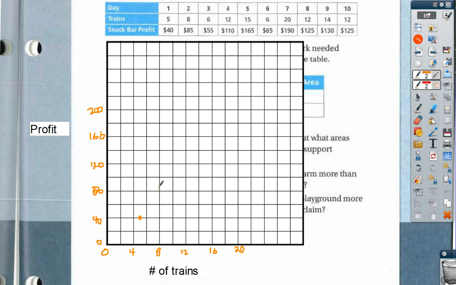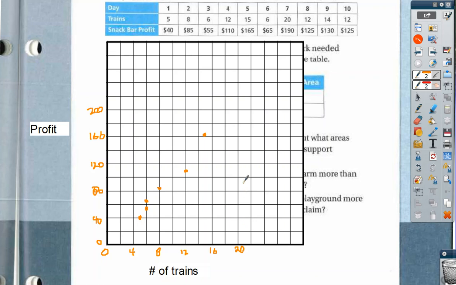Then we had 8 trains and we had 85. Then we had 6 trains and we had 55. So here's 60, so 55 is going to be right about here. 12 trains and 110. It's going to be right about here. 15 trains and 165. It's probably right about 15, yep. Then we have 6 trains. We had a bad day. 6 trains and $65. Oh, that was better than the day before. The other day was 6 trains, so I guess we can't complain.